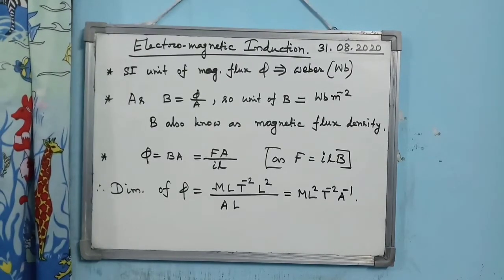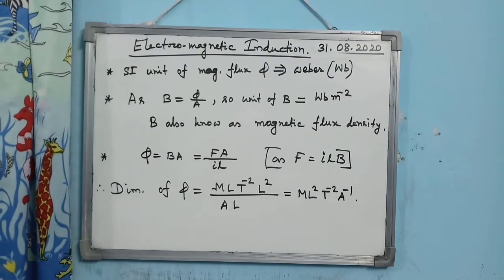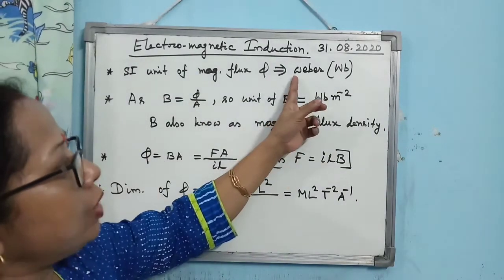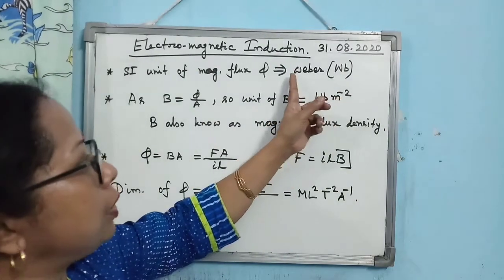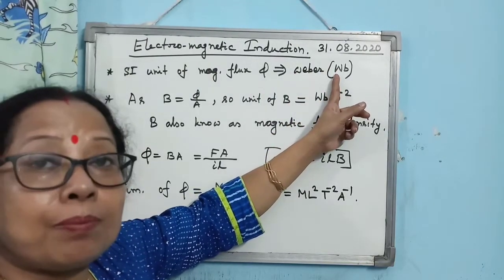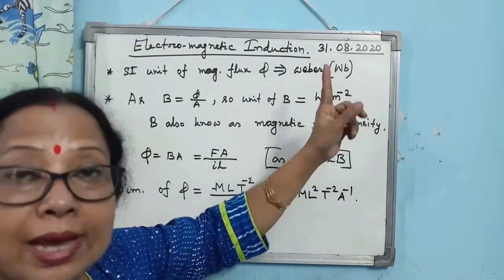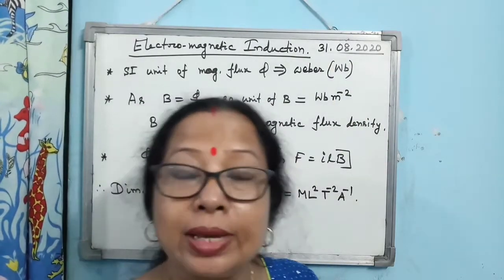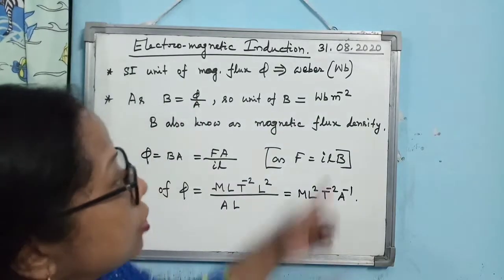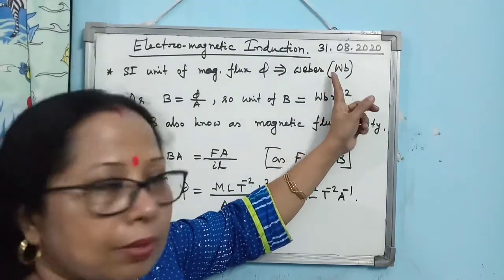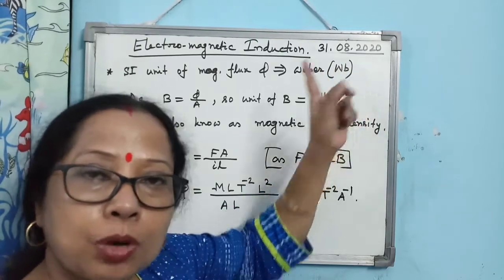Now, the SI unit of magnetic flux is Weber, after the name of one physicist. When you are writing the full form, it should be W small, and in short form, it should be W capital, but you have to write b also. Why? Because I hope you can remember that the SI unit of power is watt. In that case also we use W. So, just to differentiate between watt and Weber, we use the W capital and then small b.